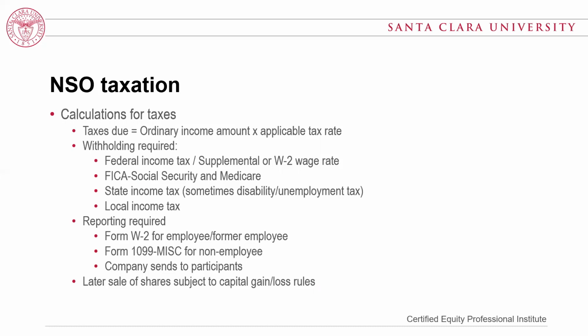When the company reports the compensation income, either on the W-2 or the 1099-MISC, the company is entitled to take a tax deduction for that amount, regardless of whether the optionee is an employee or non-employee service provider. Later, when the employee sells the shares, similar to the RSAs, the employer plays no role.